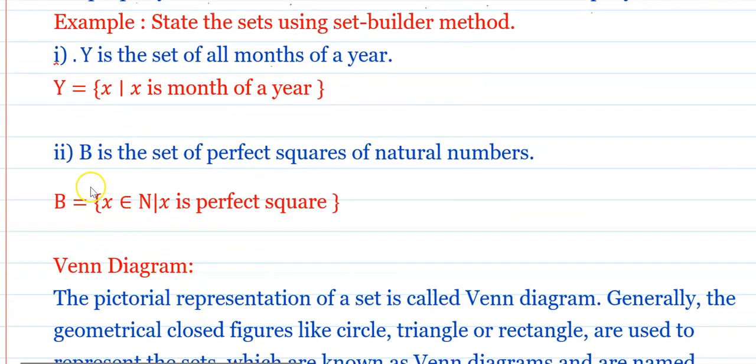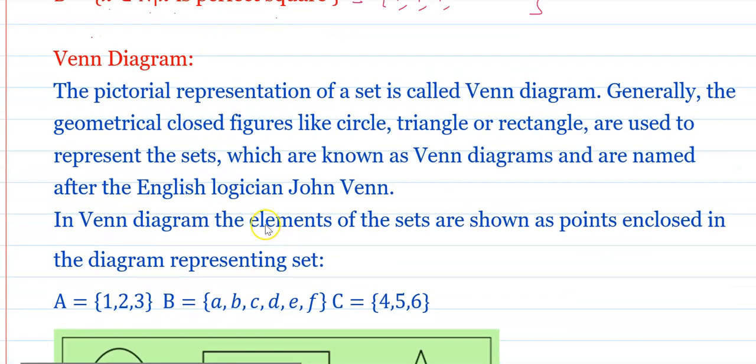Now the next, B is the set of all perfect squares of natural numbers. Therefore, here B equals, in curly brackets, x belongs to N and x must be a perfect square. Then what are the elements here? The first will be 1, next 4 and 9, and in this way. That element must be a perfect square. Next, the representation of a set by the Venn diagram. The pictorial representation of a set is called the Venn diagram.